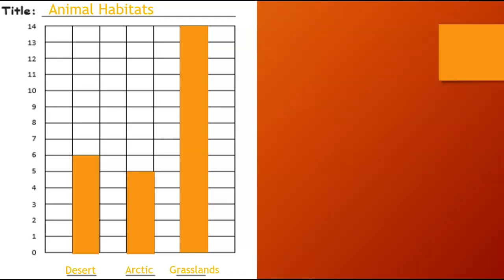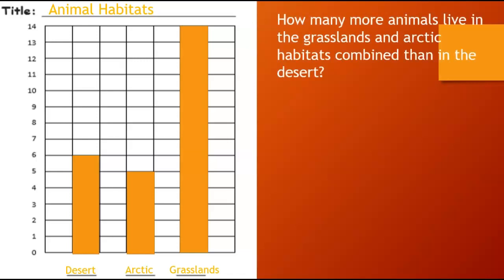Now we can use our bar graph to answer these questions. How many more animals live in the grasslands and Arctic habitat combined than in the desert? What does combined mean? Combined means we're going to add. So how many are in the grassland? Looks like all the way up to 14, plus the Arctic is 5. So what's 14 plus 5? Put 14 on our head and count 5 more. 14, 15, 16, 17, 18, 19. So 19.